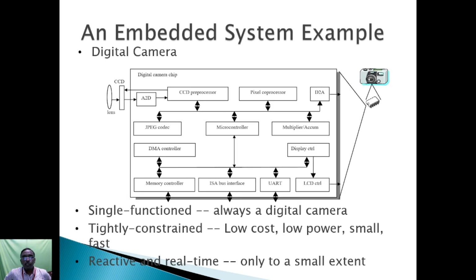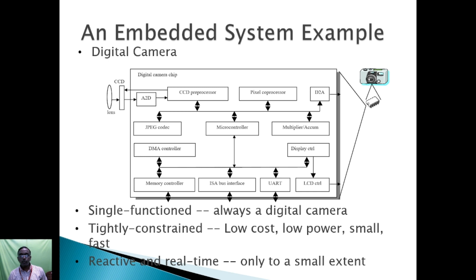Next is an embedded system example, the digital camera. In a digital camera, there is one lens, next is the CCD, and next is the analog to digital converter, where the analog value is converted to digital. That is given to the CCD preprocessor, then to the pixels coprocessor, which processes it. Next is the JPEG codec.